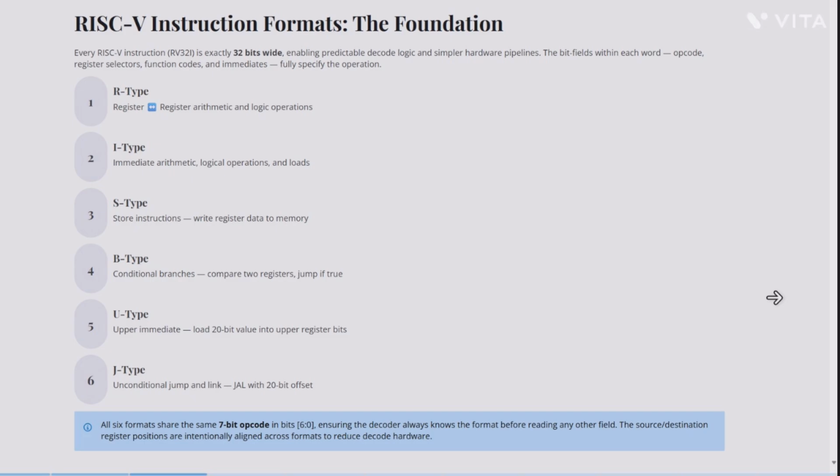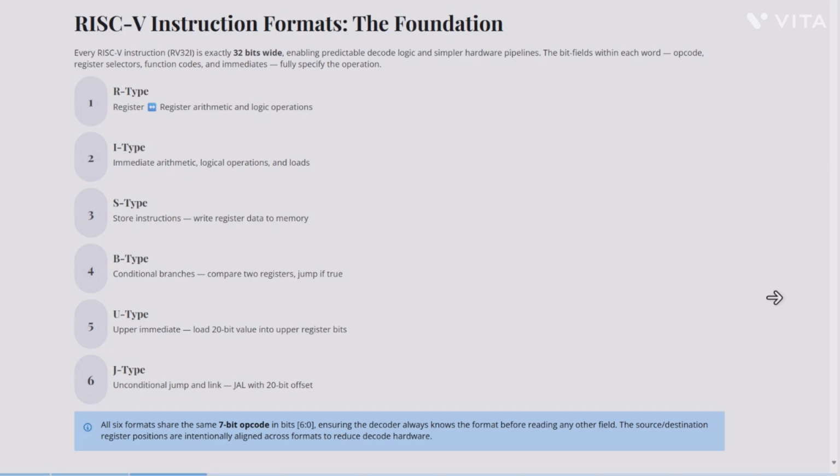The first type is R type, a register to register operation instruction. Next is the I type, the immediate arithmetic instruction. Next, S is the store type. B is used for conditional branches. U is for upper immediate, and J is for unconditional jump and link, all of which we'll see in detail. All 6 formats share the same 7-bit opcode position, ensuring the decoder always knows the format before reading any other field. This is the main aim of the opcode which we'll be using in this chapter.